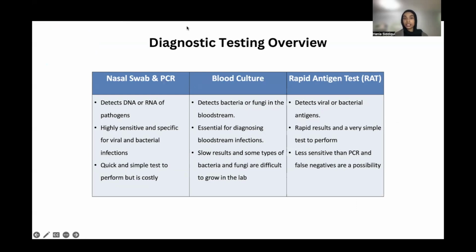Blood culture detects bacteria or fungi in the bloodstream. It's essential for diagnosing bloodstream infections, but results are slow, and some types of bacteria and fungi are difficult or impossible to grow in the lab.